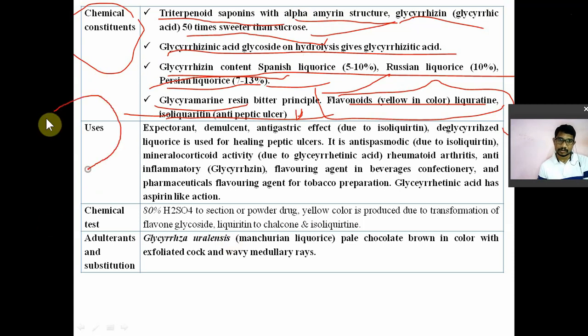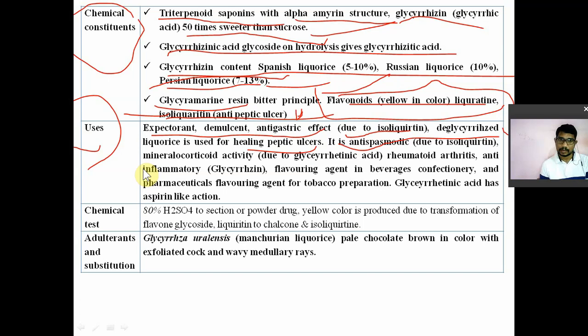Now uses. It is used as an expectorant to remove cough from your bronchi, and as a demulcent. It has an anti-gastric action due to isoliquiritin. Deglycyrrhizinated licorice, from which glycyrrhizic acid has been removed, is used for healing peptic ulcer. It is also antispasmodic. Whatever these actions are, they are because of isoliquiritin; antispasmodic is also because of isoliquiritin content.